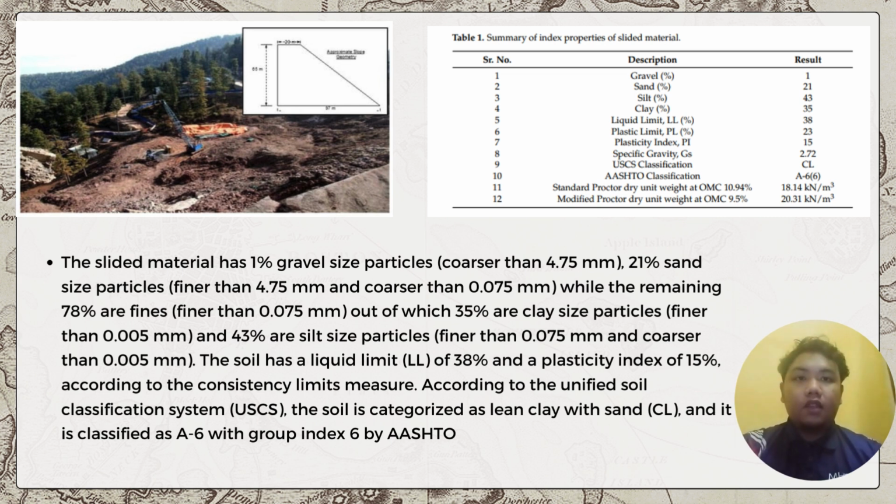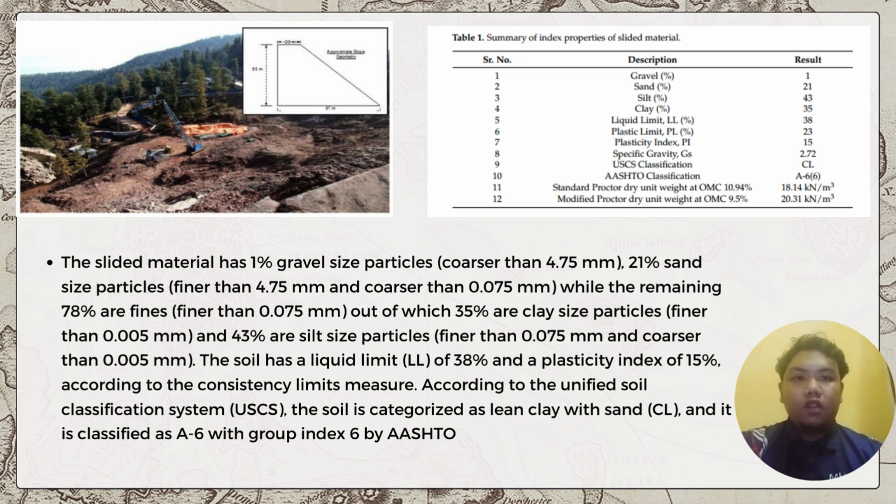The slid material has 1% gravel size particles, coarser than 4.75 mm, 21% sand size particles, finer than 4.75 mm and coarser than 0.075 mm, while the remaining 78% are fines, finer than 0.075 mm, of which 35% are clay size particles, finer than 0.005 mm, and 43% are silt size particles.